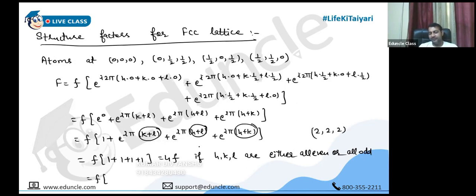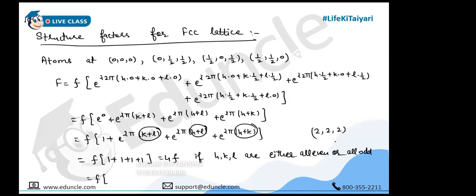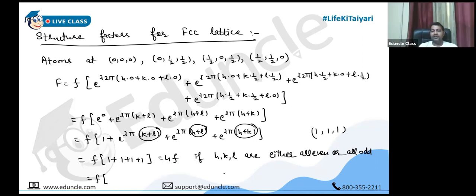And now suppose all of them are odd. Again, the sum of 2 of them at a time will be even. Please check. 1 plus 1, 1 plus 1, 1 plus 1. Even then, all of them will contribute 1, 1, 1. That's what I have written: that if HKL are either all even or all odd, then it will be 4f, and it is going to be 0 if HKL are mixed. Mixed means either 1 of the indices is even and 2 are odd, or 2 are even and 1 is odd. I will give you one example on the next slide.